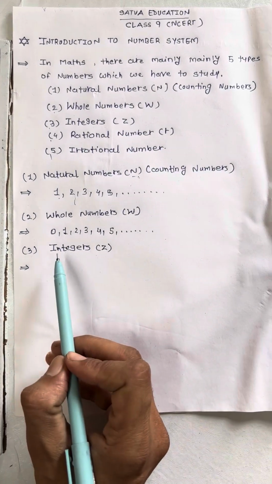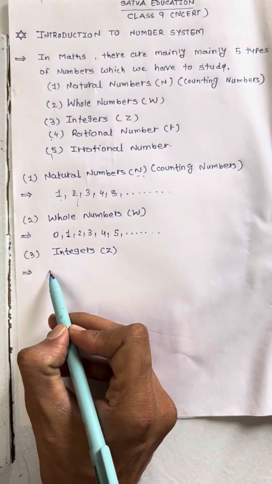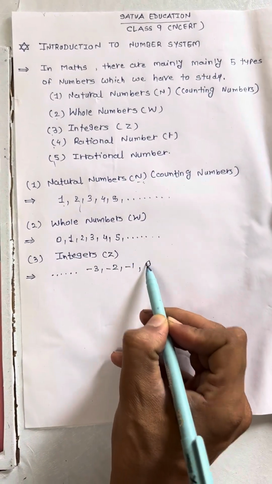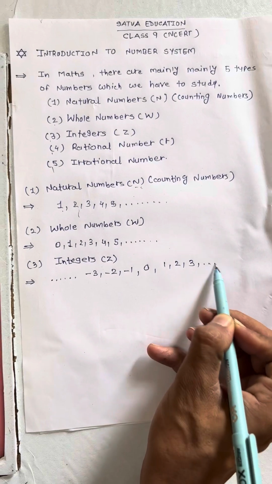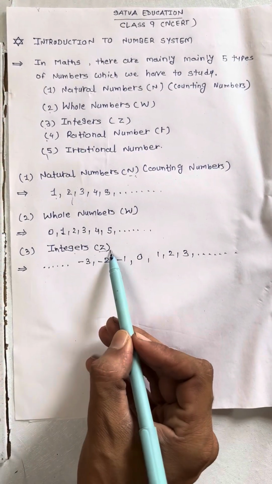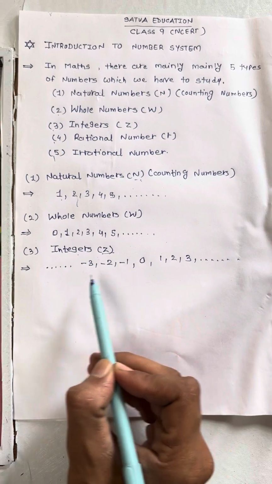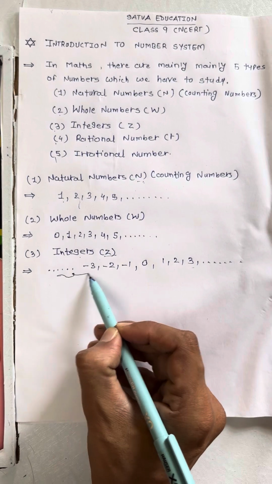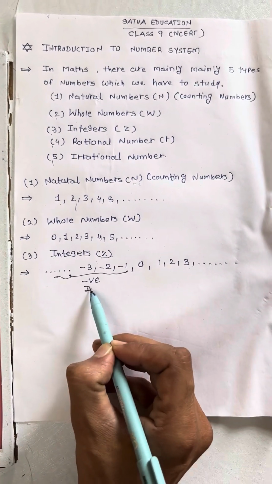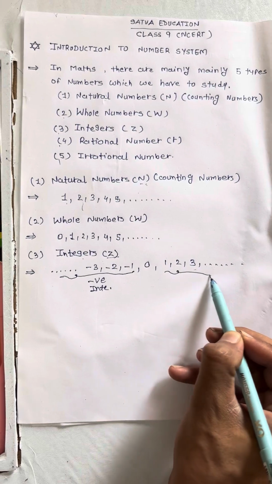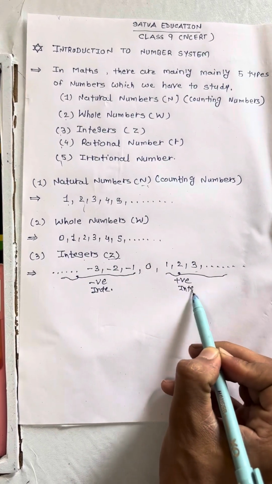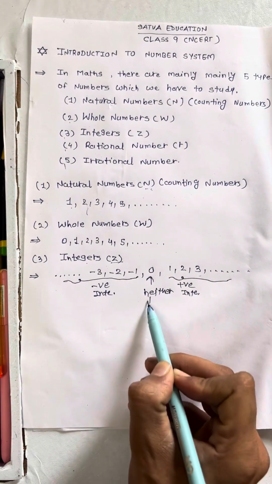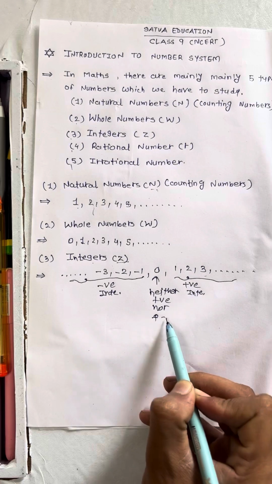The third set of numbers is integers. An integer is basically a number starting from negative infinity up to 0, containing 0 and all positive natural numbers up to infinity. Integers are denoted by capital Z and contain all the negative numbers, like minus 3, minus 2, minus 1, 0 and all positive numbers. The negative numbers are called negative integers, and 1, 2, 3 and so on are called positive integers. We do not give a sign to 0, so 0 is neither positive nor negative. So this is called integers.